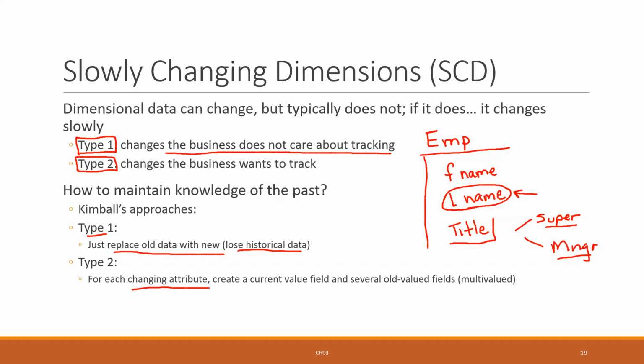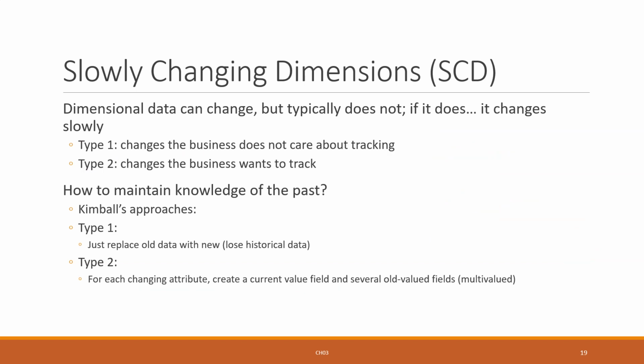However, for each changing attribute, in this case a title, we have to create a field that is going to be able to identify the current value and possibly old values, or when those values changed. Now let me give you a very short example. Let me get out of PowerPoint for one moment, and I'm going to draw here on the board. And let's take, for example, that employee table.